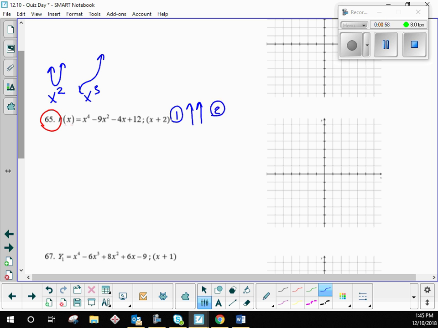And then step 2, the y-intercept, this is already in standard form. So whatever that last number is, that's your y-intercept.